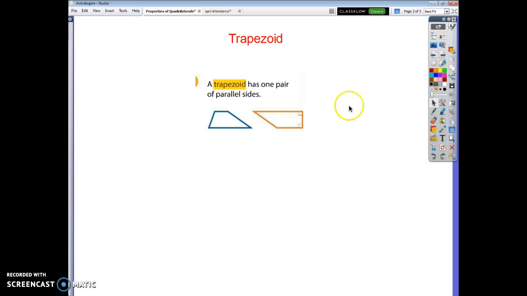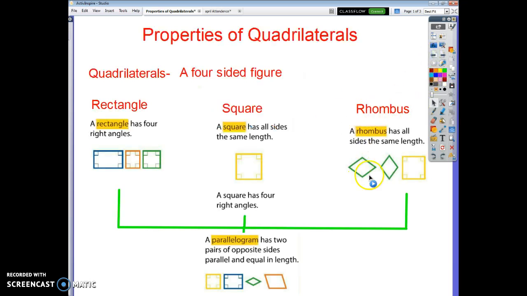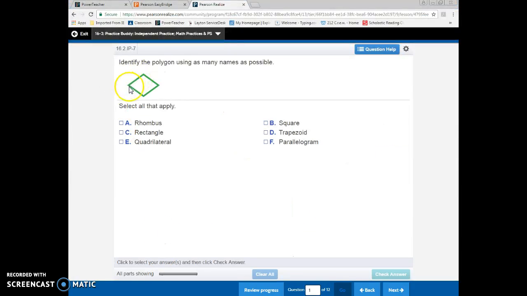Well, let's go back to our notes and see what a rhombus is. A rhombus has all sides the same length. So I look at this shape and it looks like all sides are the same length. I'm going to say yes, that is a rhombus.